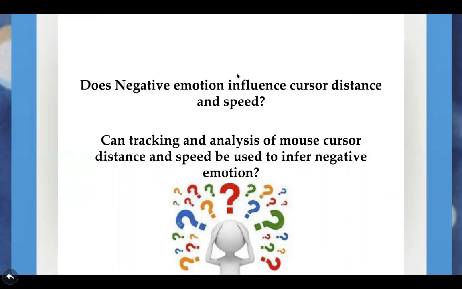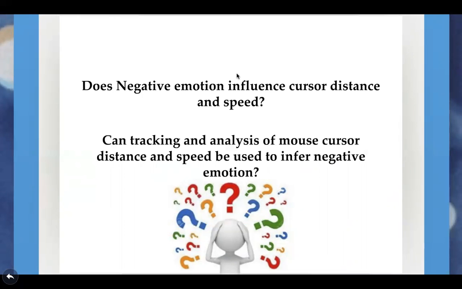The studies set out to answer 2 specific questions. Does negative emotion influence mouse cursor distance and speed? And can the tracking and analysis of mouse cursor distance and speed be used to infer negative emotion? A 3rd study was done focusing on the efficacy of inferring the level of negative emotion.